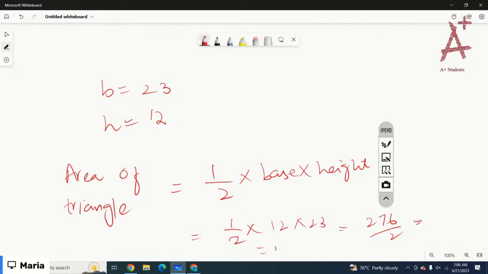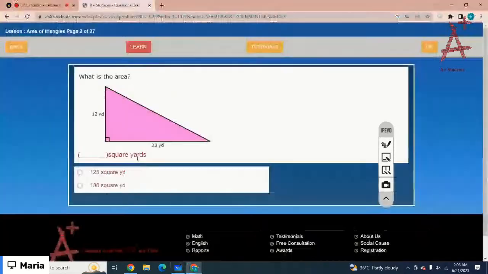I forgot the units again. I think it would be centimeter. It would be centimeter square. It would be yards, so it would be square yards. 138 square yards. Got it?